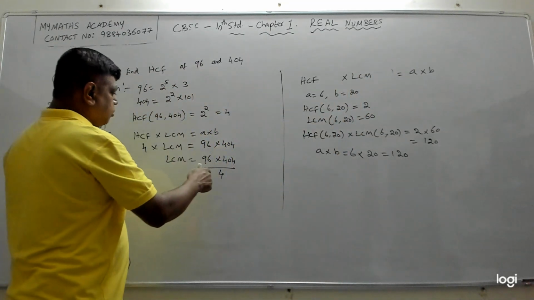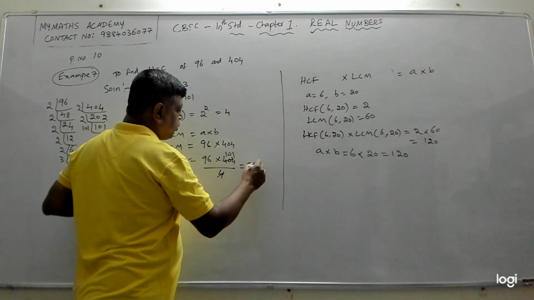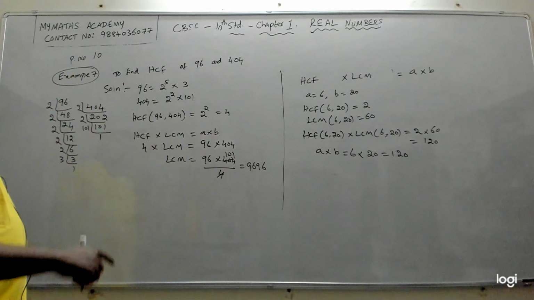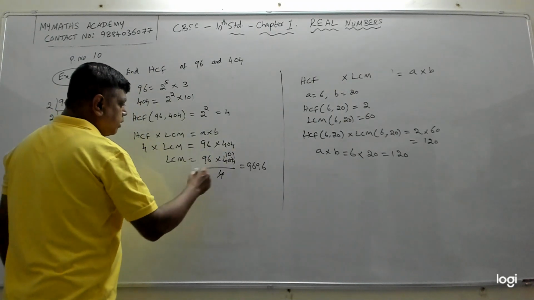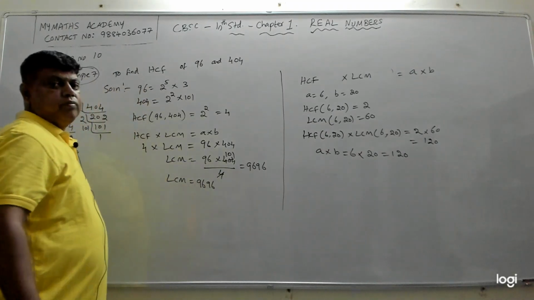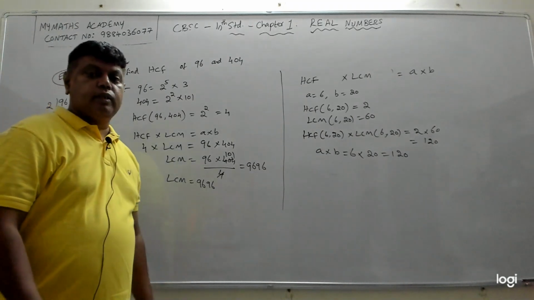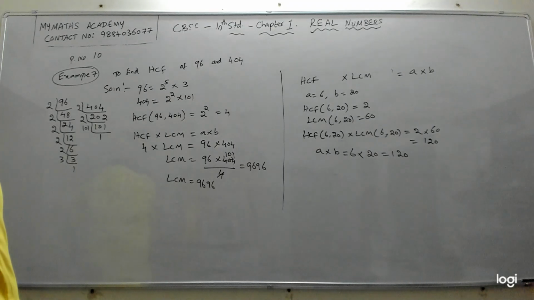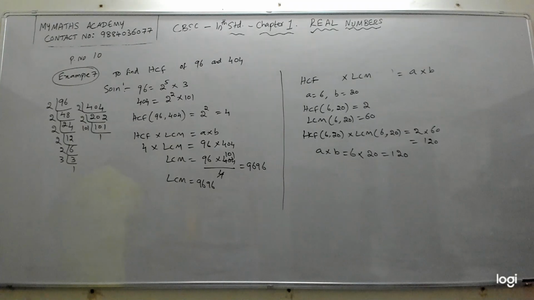You can write that. Now if you cancel this 4, 96 into 101 will give you 9696. Multiply: 96 ones are 96, 0, 9, again 96 ones are 96. So your answer is LCM is 9696. The LCM between the two numbers 96 and 404 is 9696. Clear? That's how we find LCM. Now example 8 is next.